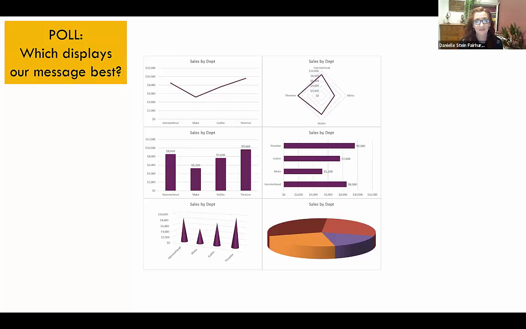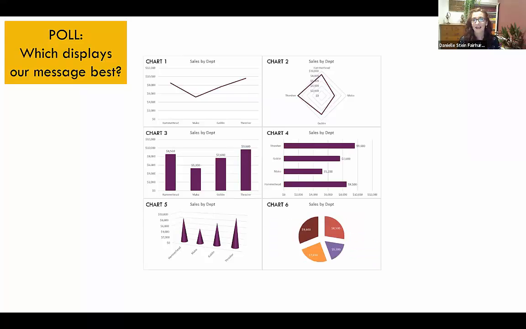Which chart do you think displays our message best? Whether you think it's the line, the radar, the column, so chart 3 is the column, chart 4 is the bar, whether it's 3D or whether we should use a pie chart, or even an exploding pie chart like that. So I'm interested to see what people think, because this was actually just using 4 numbers, 4 different departments, and making a comparison of all 4.